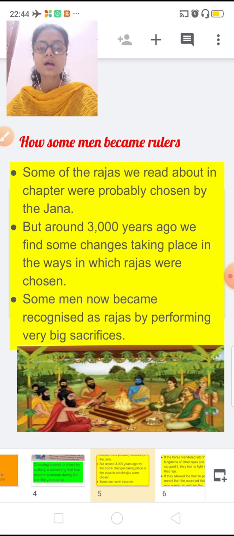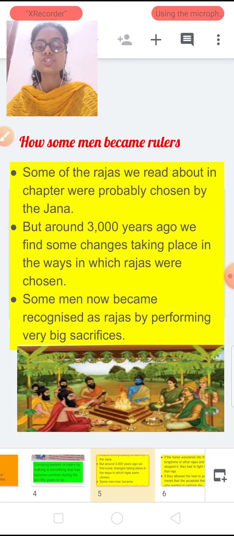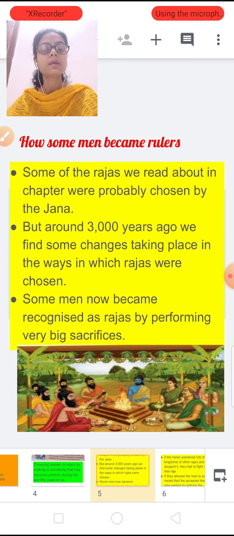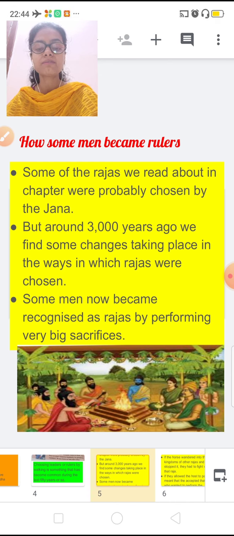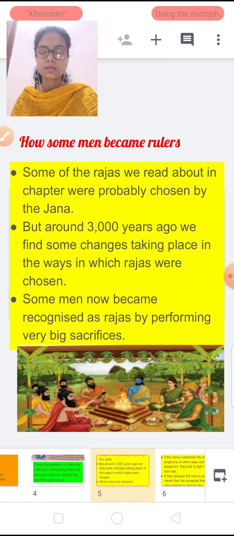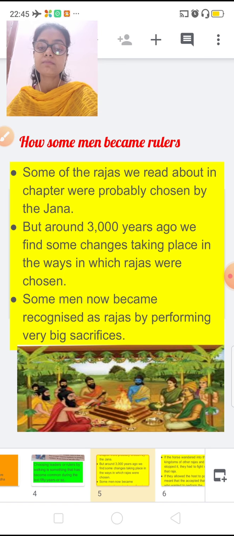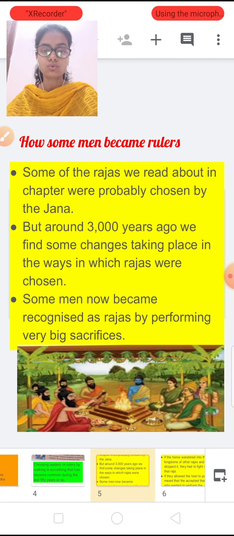Some of the rajas we read about in the earlier chapter were probably chosen by the Janas. But around 3000 years ago, we find some changes taking place in the ways in which rajas were chosen. Some men now became recognized as rajas by performing very big sacrifices. So yes, by performing big sacrifices, some men could become rajas.